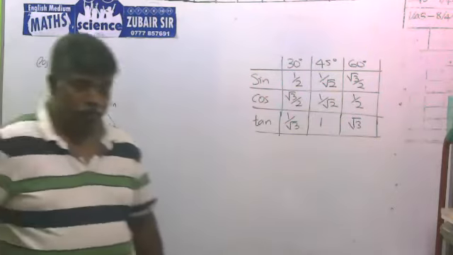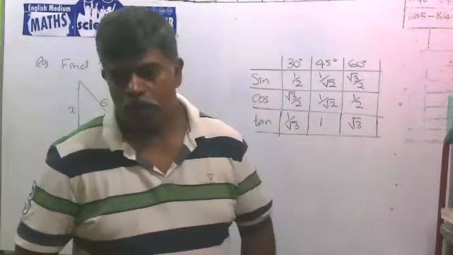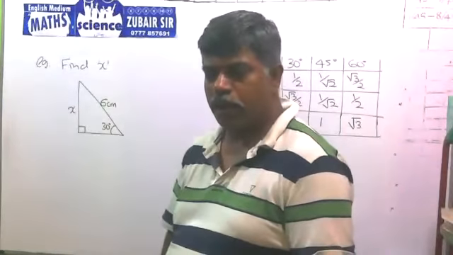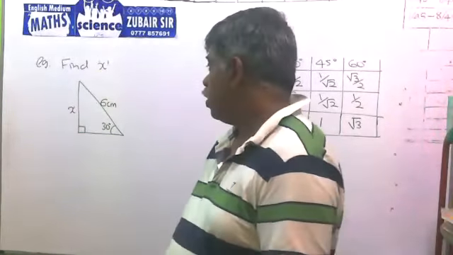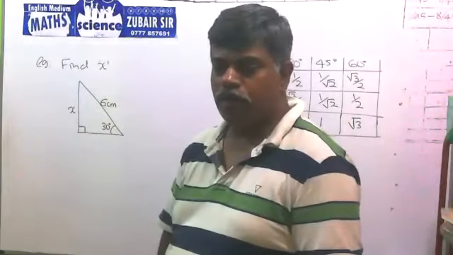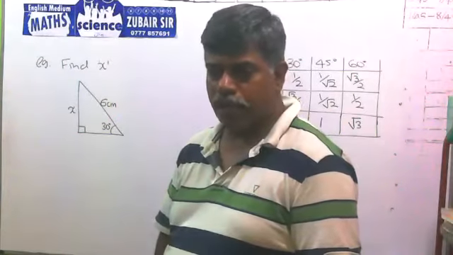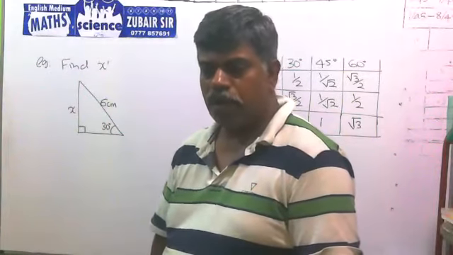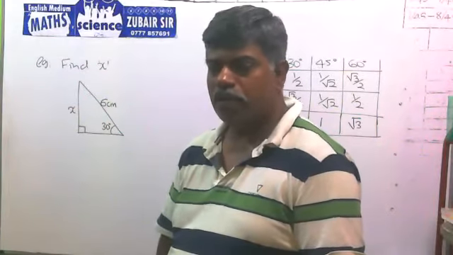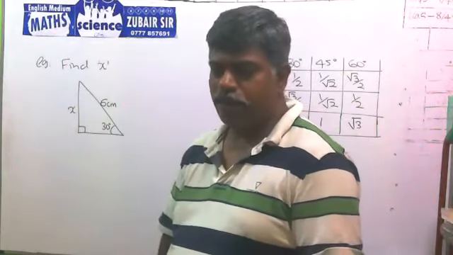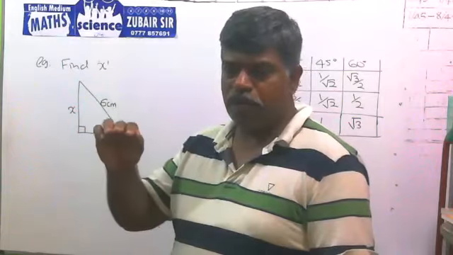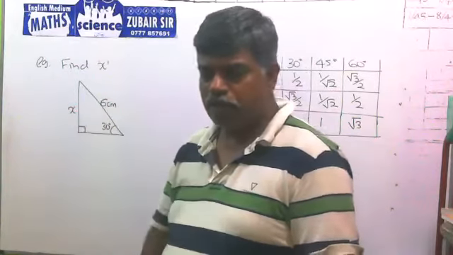But adjacent, hypotenuse. So one angle is given as 30 degree in this triangle. Then opposite side to that given angle is x. And in the triangle, hypotenuse is given as 6. Then you have to find x. Then you have to see what is the connection between the given data.